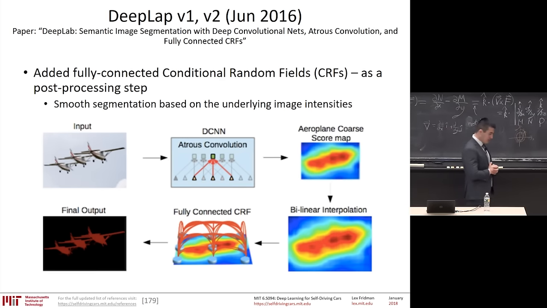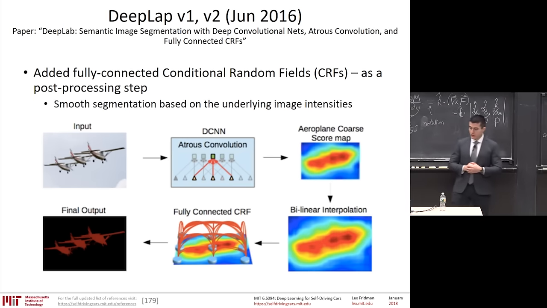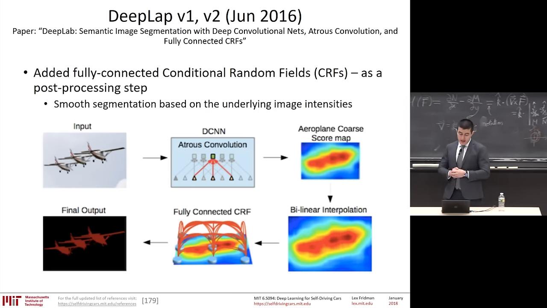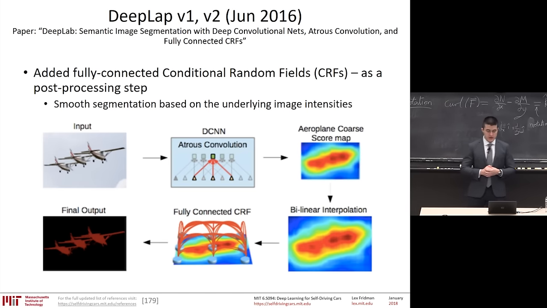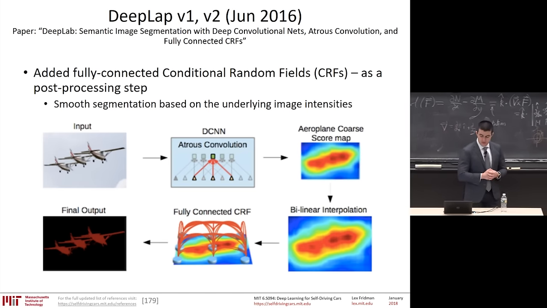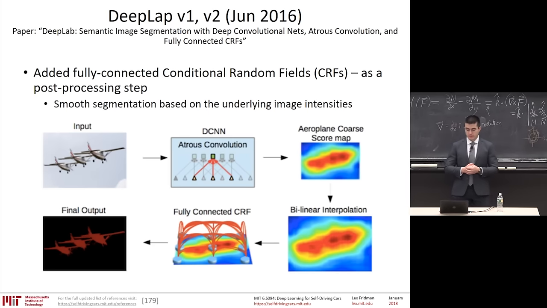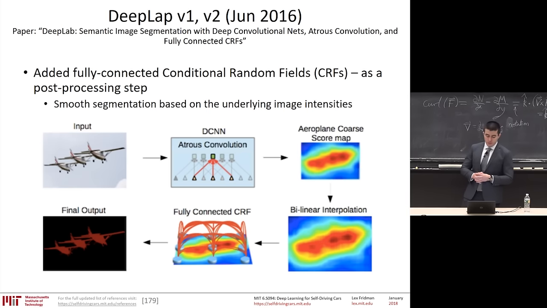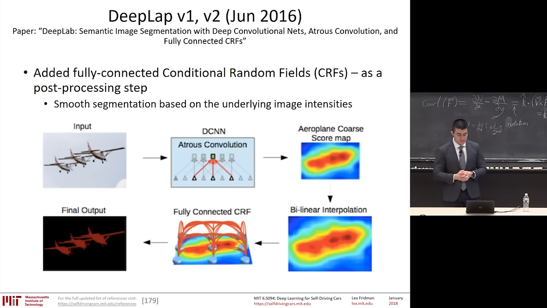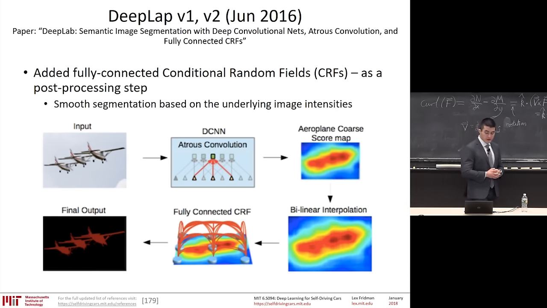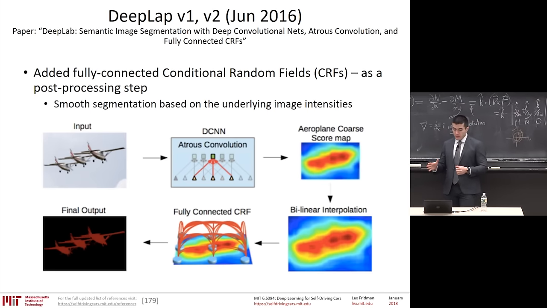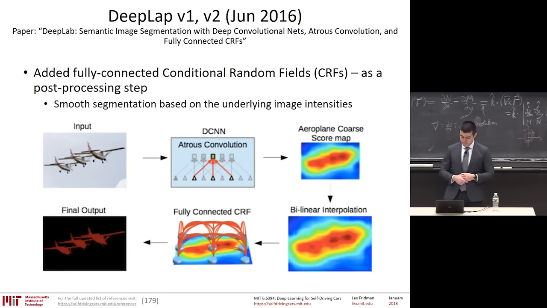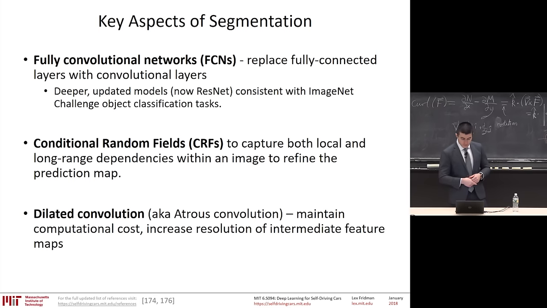DeepLab with a B, V1, V2, and now V3, added conditional random fields, which is the final piece of the state-of-the-art puzzle here. A lot of the successful networks today that do segmentation, not all, do post-process using CRFs, conditional random fields. And what they do is they smooth the segmentation, the upsampled segmentation that results from the FCN by looking at the underlying image intensities.